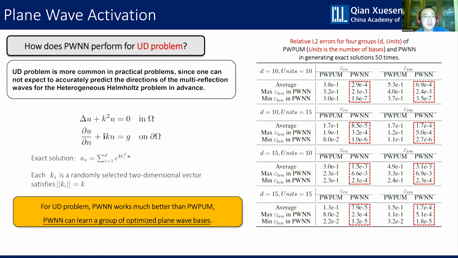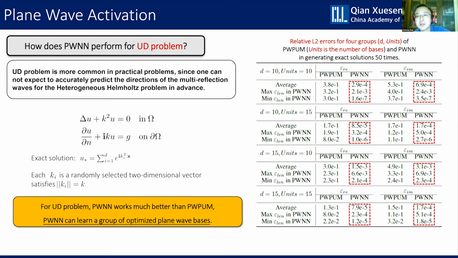For example, for the heterogeneous Helmholtz problem, we cannot expect to accurately predict the directions of the multi-reflection or multi-refraction waves. So for this more practical problem, we construct the exact solution to be a combination of several, say d, plane waves, where for each plane wave the direction Ki is randomly selected. For this problem, the table shows the comparison between our method and the PWPM.